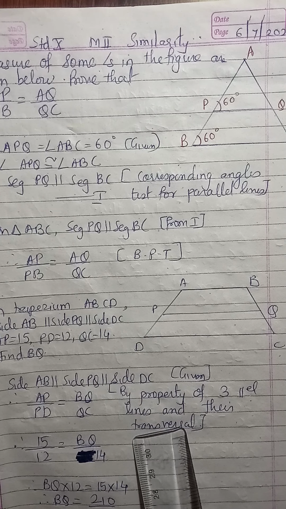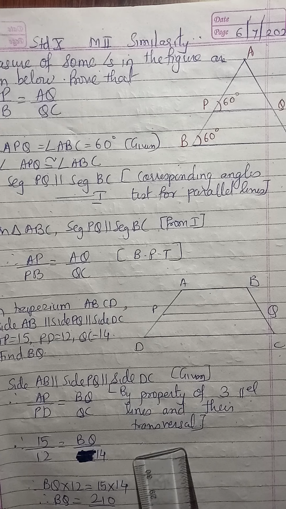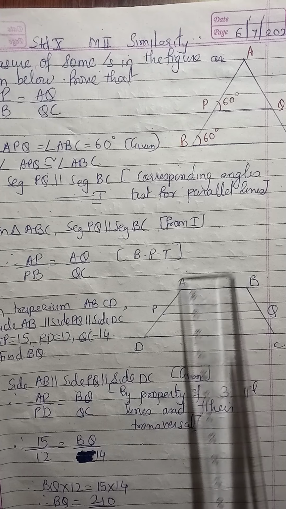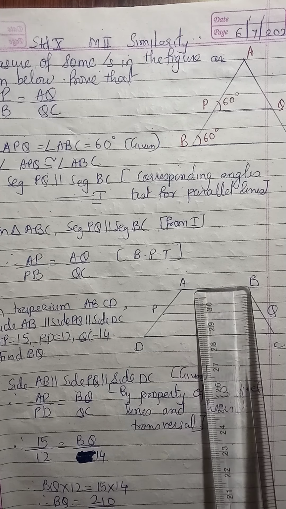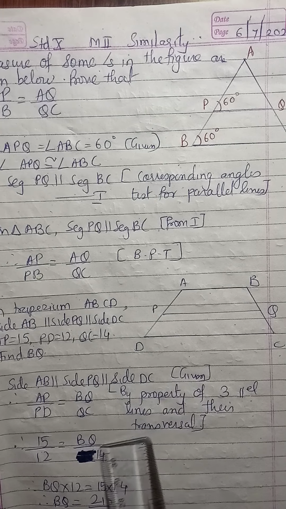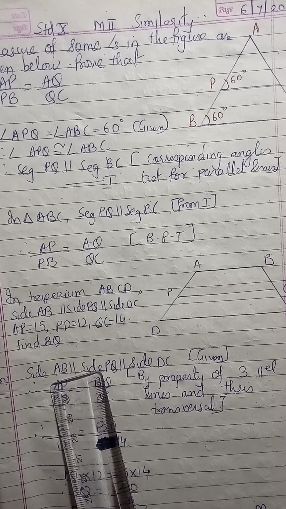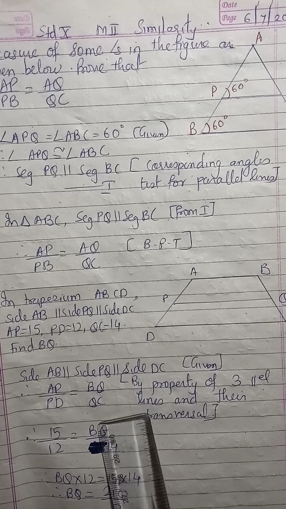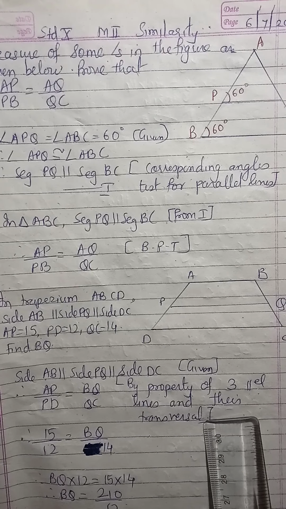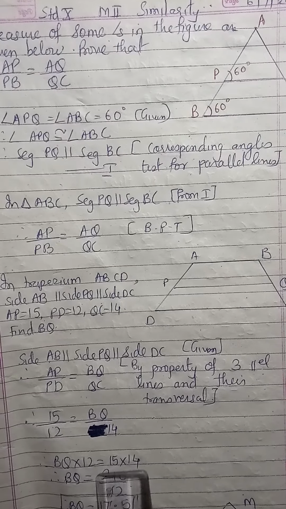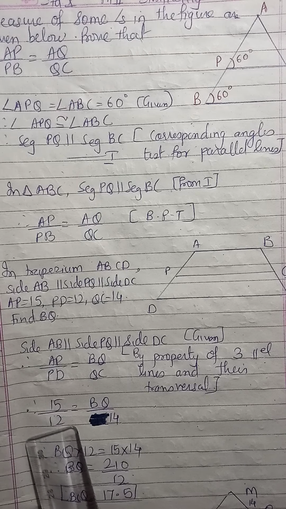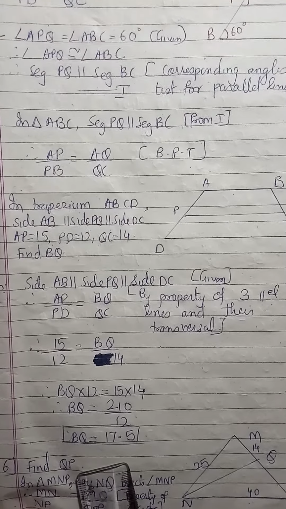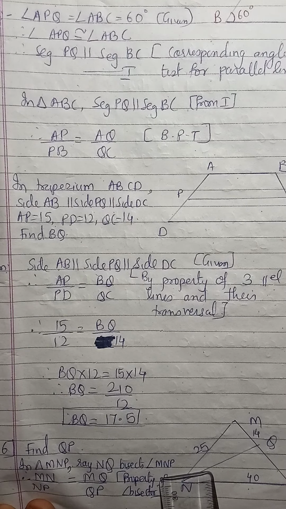We have already used it. By the property of the intercepts made by three parallel lines, we can say that AP upon PD equals BQ upon QC. See here, AB is parallel to PQ, which is parallel to DC. AP upon PD equals BQ upon QC by the property of three parallel lines and their transversals. Put the values: 15 upon 12 equals BQ upon 14. Cross multiply, and at last we get BQ equals 17.5 units.